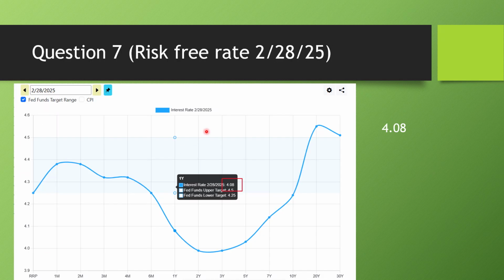Question 7, risk-free rates. So we wanted to find 228.25. There was a plethora of answers, multiple choice questions, and since one of the multiple choice answers was 4.08, that was the correct answer, and that's what I'm assuming is the correct answer, especially because here underneath the 1 year column, and then I changed the date to meet the question's needs. This should be the correct answer.